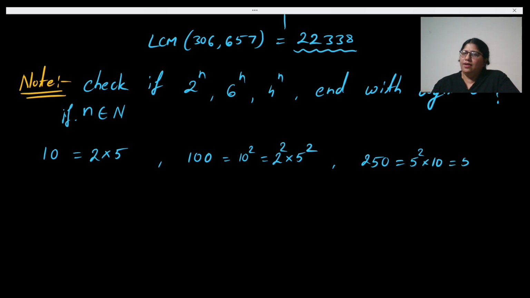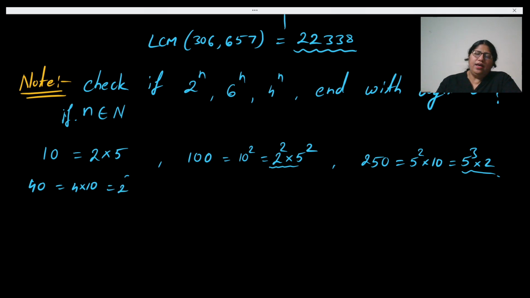That can be again written as 5 cube into 2. So this one here, if you'll see, I'm writing just the prime factorization. Any number, if I'm taking here 40, 40 is 4 into 10, but these are not the prime numbers, so you can take here 2 cube into 5. So if you observe the pattern, it is 2 into 5, this is 2 square into 5 square, this is 5 cube into 2. So any number, if it is ending with 0, its prime factors have to be in the form of 2 and 5 with any exponent value.